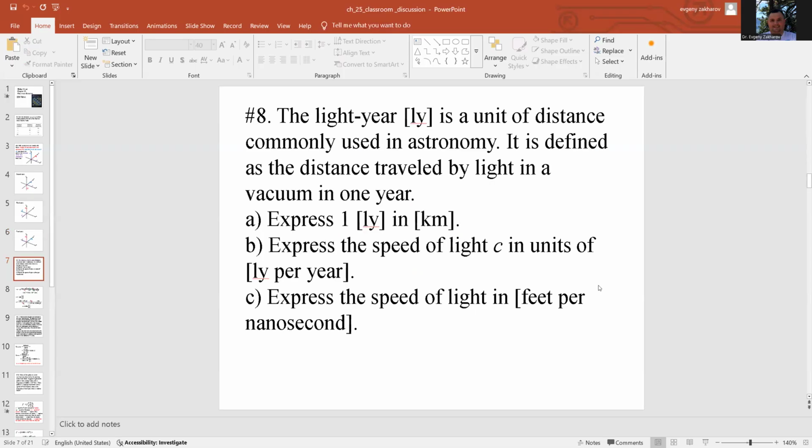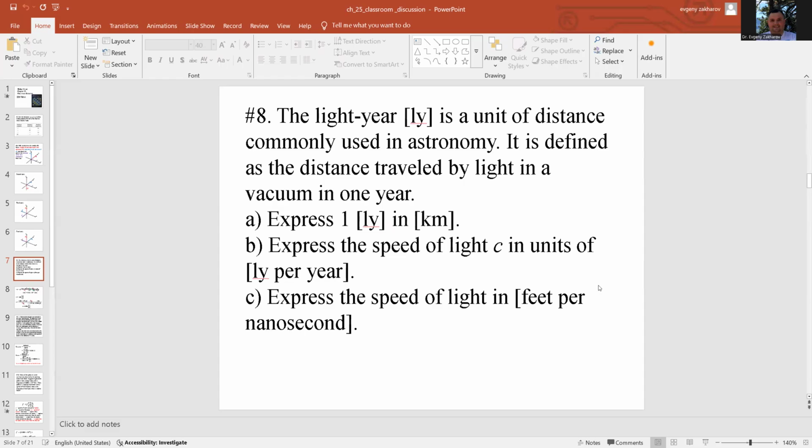Next problem, we have a light year. It's a unit of distance, very widely used in astronomy because for astronomy, miles, kilometers, even astronomical units are too small to really operate. If you start talking miles, then, for example, the distance to a nearby star, 4 light years, would be like 40 trillion miles. Trillion, not million, not billion. We're talking trillions of miles, and that's just a nearby star.